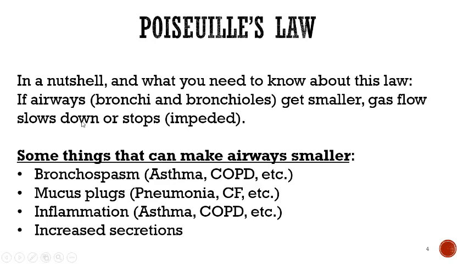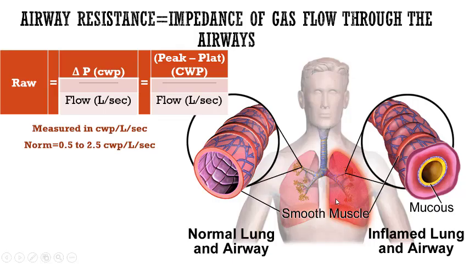This is a synopsis of what I just said. In a nutshell, what you need to know: when the airways, bronchi, and bronchioles get smaller, gas flow slows down or stops, so you can think about it as impeded. These are some of the things that we just talked about that can make airways smaller. So airway resistance equals the impedance of gas flow through the airways, the blockage of gas flow through the airways.